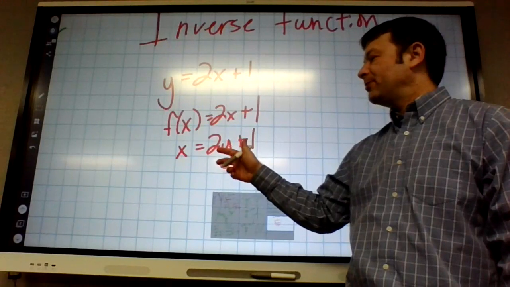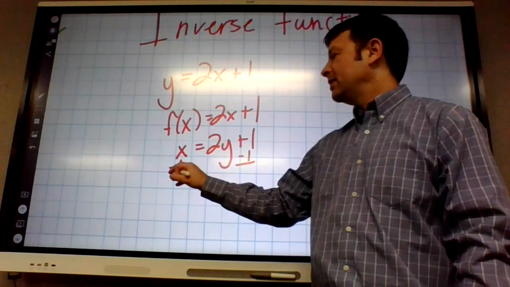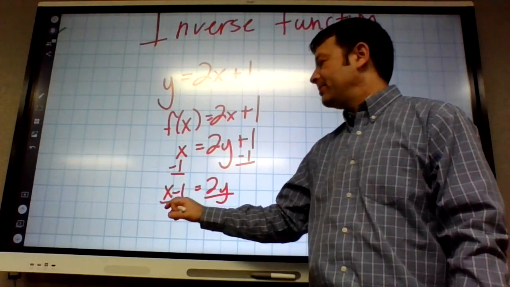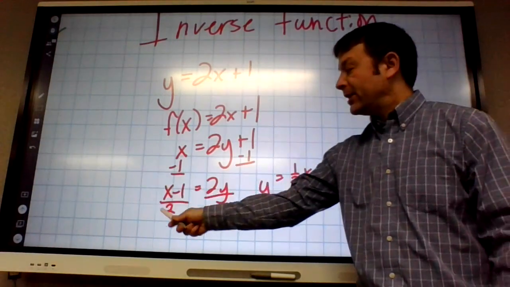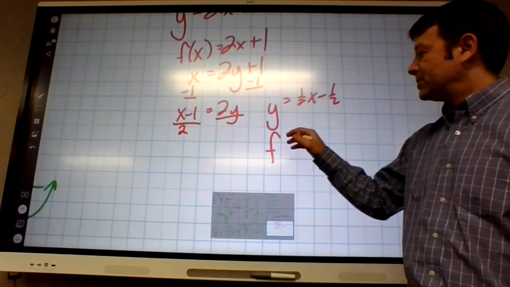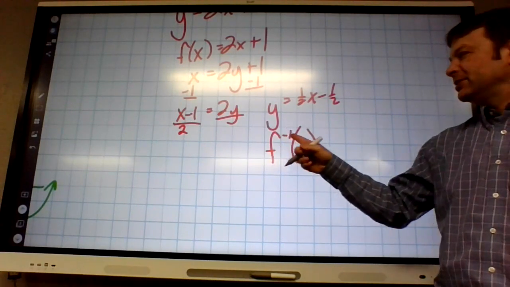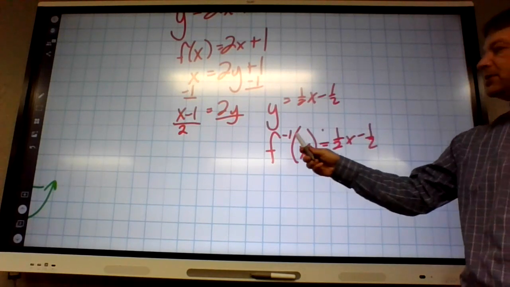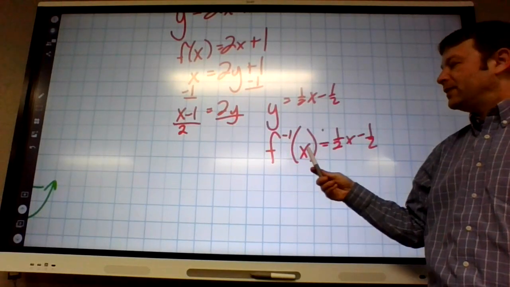To change it to function form, I should get y by itself. How do I get y by itself here? Subtract 1 and divide by 2. So you can divide the whole thing by 2 or each part by 2. Anyway, 1/2 x minus 1/2. Or to put it in function notation, the inverse functions look like a little -1 up there. So if the original function is f of x, the inverse function is called f inverse of x.